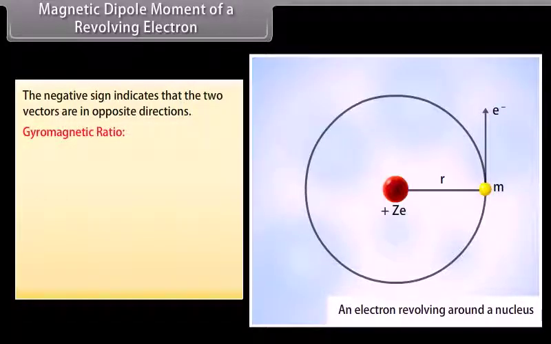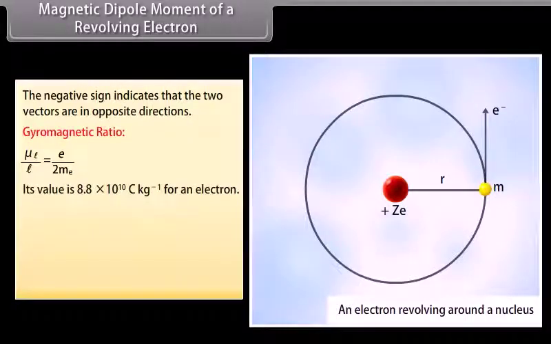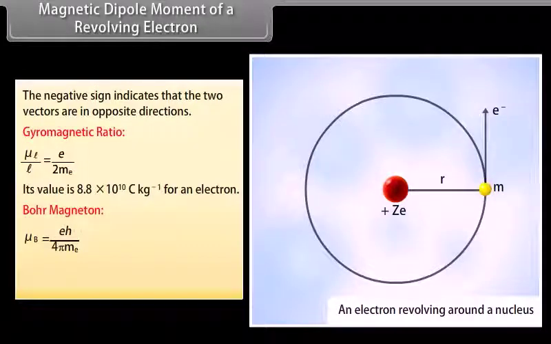Gyromagnetic ratio. mu_l upon L is equal to e upon 2 m_e. Its value is 8.8 into 10 raised to the power 10 coulomb per kilogram for an electron. Bohr magneton. mu_B is equal to e h upon 4 pi m_e. Its value is constant and equals 9.27 into 10 raised to the power minus 24 ampere meter squared.